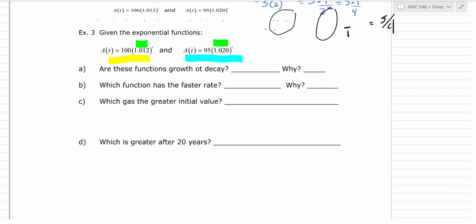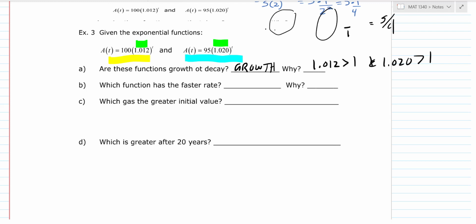What do you think? Growth. How do we know they're growth? They're bigger than 1, right? Okay, so both of these functions are exponential growth functions. I can't spell and talk sometimes. Okay, exponential growth function. The reason is 1.012 is greater than 1 and 1.020 is greater than 1. So we know that, okay?